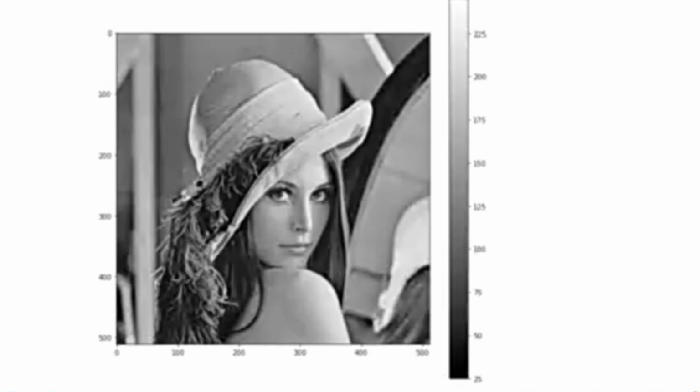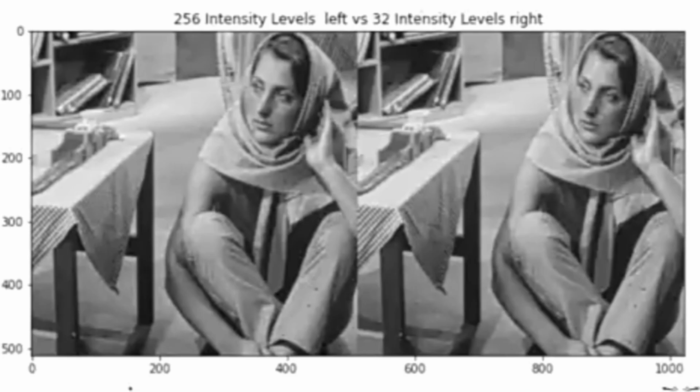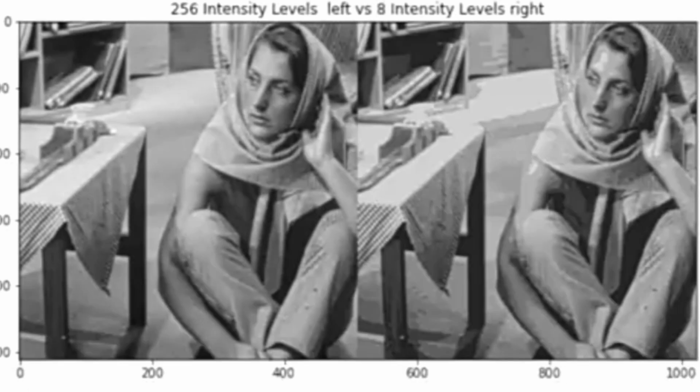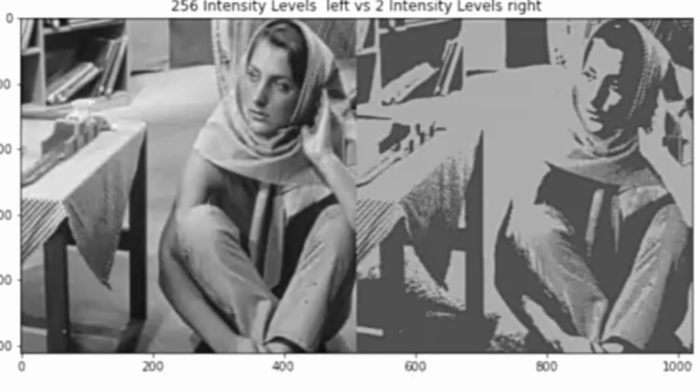Let's see what happens if we use fewer values. Consider the following image. On the left, we have 256 intensity values. On the right, we have 32. The images look similar. Let's reduce the number of intensity values on the right image. Here we have 16 intensity values. You can start seeing a difference in regions of low contrast. Here we have 8 intensity values, and the image looks off. And here we have 2 intensity values. The image looks like a cartoon.